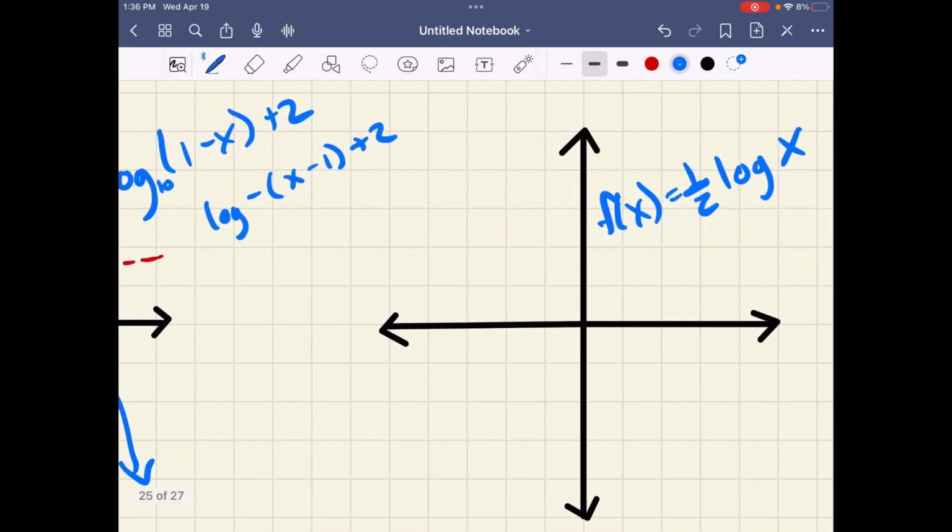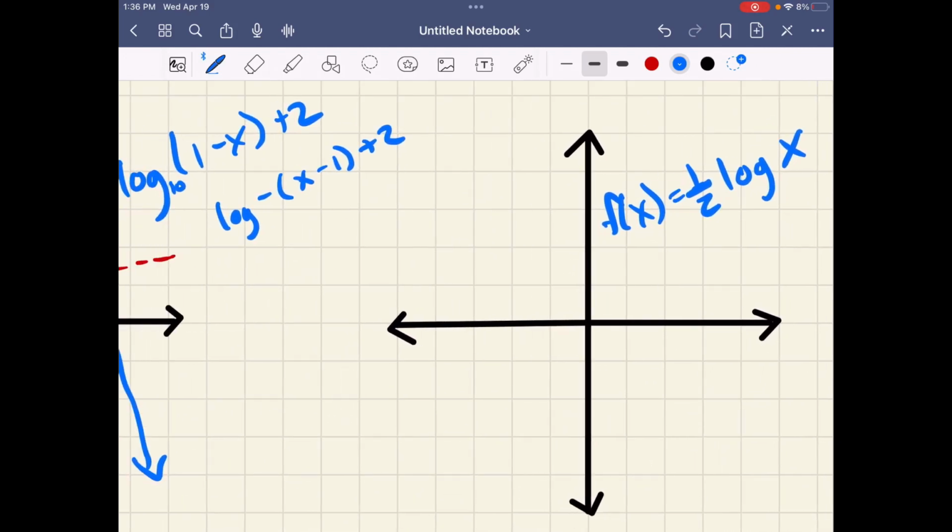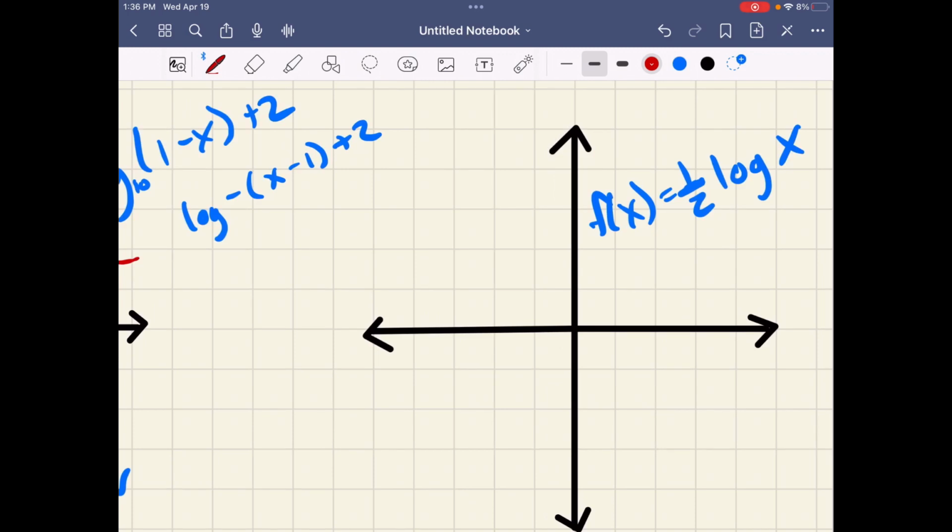Okay, let's look at one last one right here just to see what would happen. All right, so again we have a log base 10. Remember, if there is no number there, we know it to be a log base 10. We have no shifting right or left, right? I don't have x minus anything, nor do I have a plus or minus at the end. So I know I'm going to have this parent function here, and it's going to look something like that.